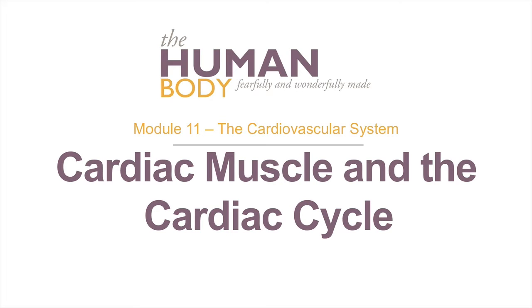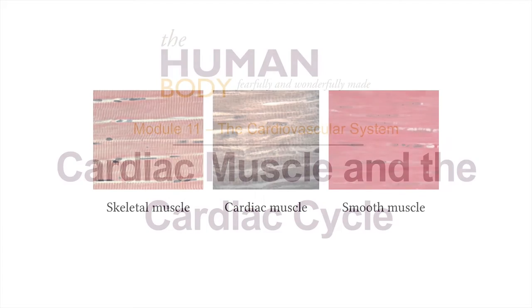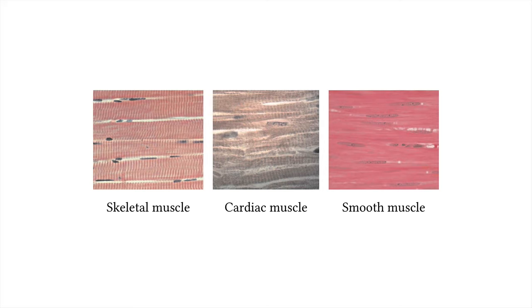Module 11, the cardiovascular system, cardiac muscle, and the cardiac cycle. If you remember learning about muscle types in a previous module, you know that cardiac muscle is unique from skeletal muscle and smooth muscle. But it does share characteristics of both of them. Like skeletal muscle, cardiac muscle is striated. And like smooth muscle, cardiac muscle is involuntary.